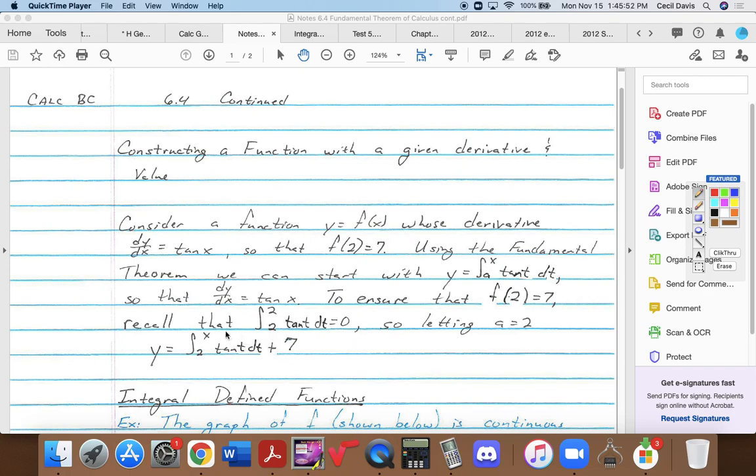Now, if this is something that you can find an antiderivative for, most of the time we do that. But you don't know the antiderivative for tangent, at least not at this point. So you would just leave it like this. Okay? That makes sense? We will come back to this later on when we're doing more antiderivative stuff.